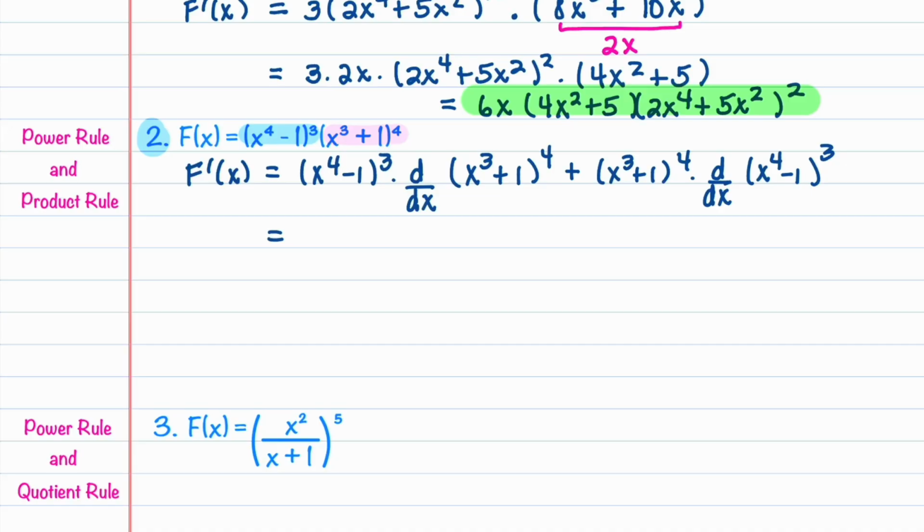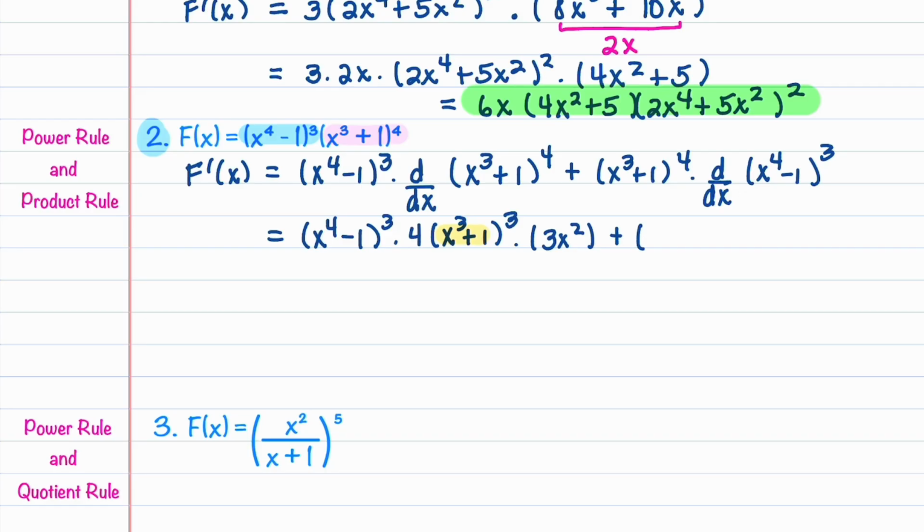Now we're going to use the chain rule. We have the second term, (x cubed plus 1) to the 4th. Using the chain rule for this derivative, we bring down the 4, and then we have an (x cubed plus 1). Subtract 1 from the 4, and that's 3. Now we have to multiply by the derivative of what's inside, and that is 3x squared. Now let's go to the second piece.